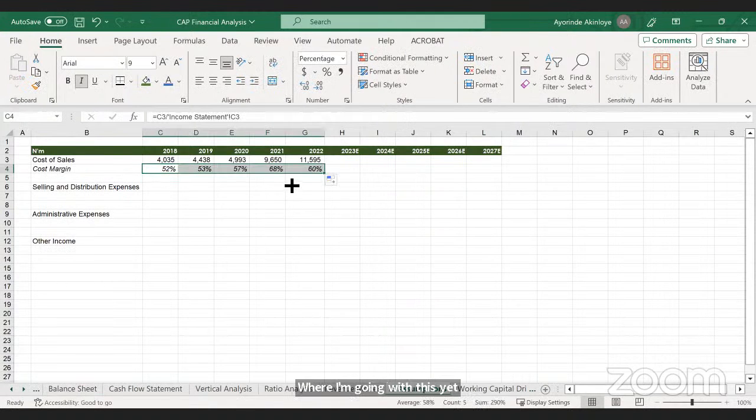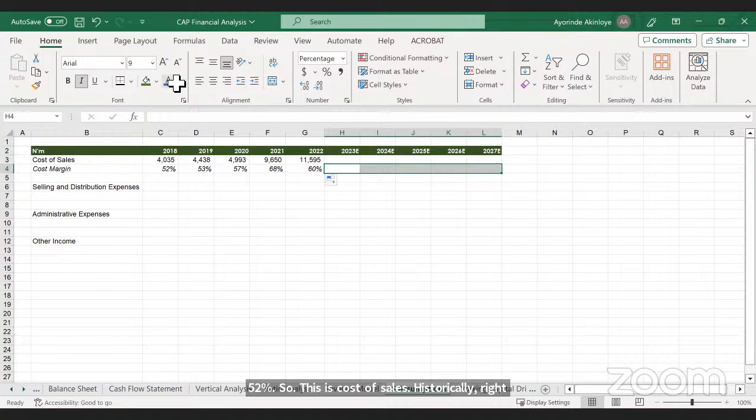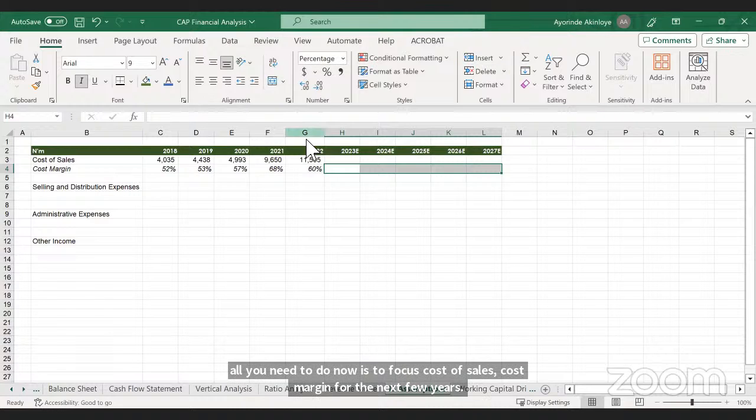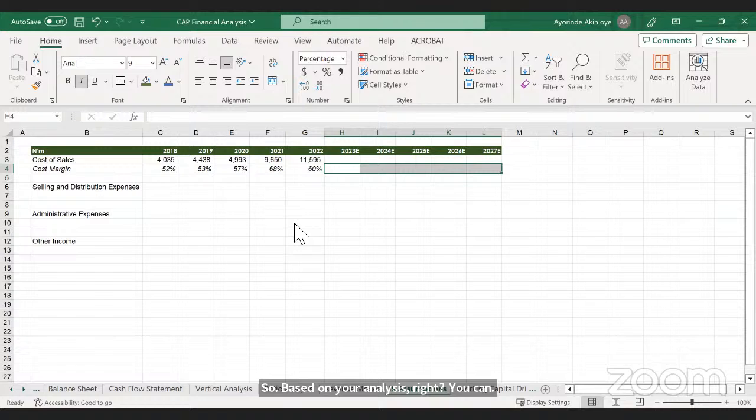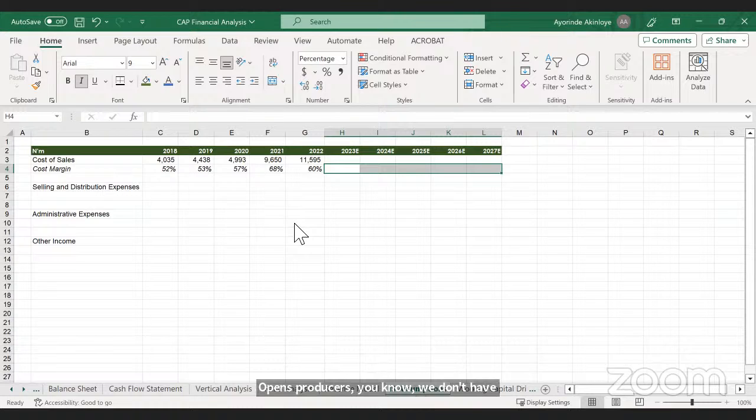52%. So this is cost of sales historically, right? So all you need to do now is to forecast the cost of sales, cost margin for the next few years. So based on your industry analysis, are you expecting costs to increase for paint producers? Will the Naira continue to lose value to the dollar, which will affect their cost? Do you expect wages to increase? All those things like that, to do all those analyses.